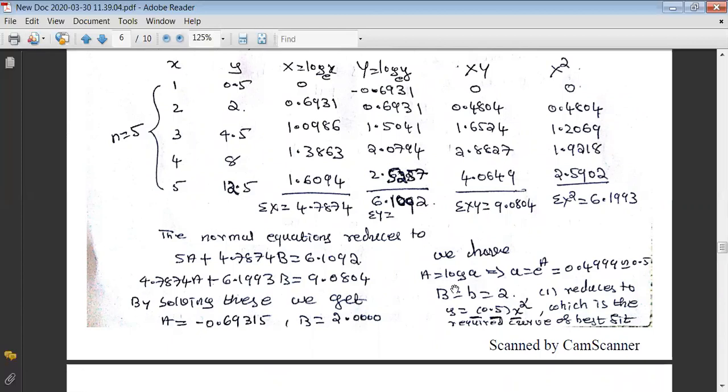We know that capital A equals the logarithm of small a with the base e. This leads to small a equal to e raised to capital A. Once you substitute the value of capital A, it gives the value of small a as 0.4999, that's almost 0.5. And capital B is small b, that equals 2. By substituting these values of small a and small b in equation 1, we get the required curve of best fit as y equal to 0.5 into x square. This is the way we can fit a geometric curve for the given data.